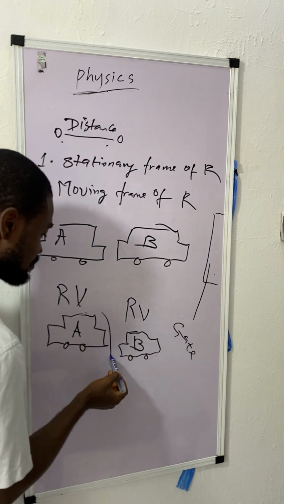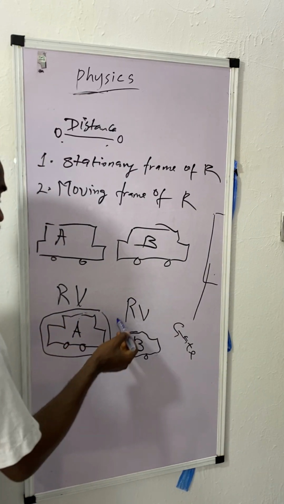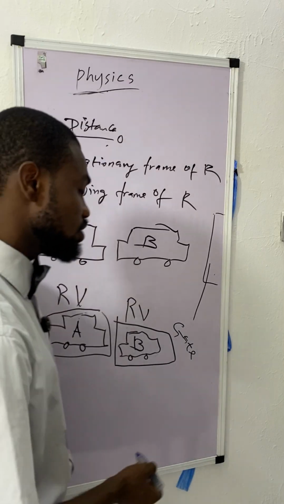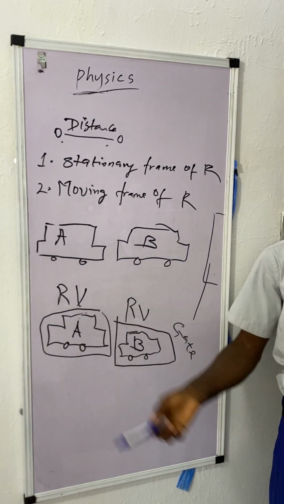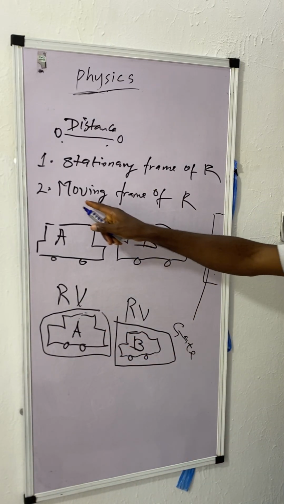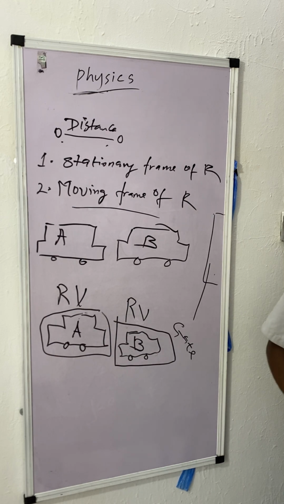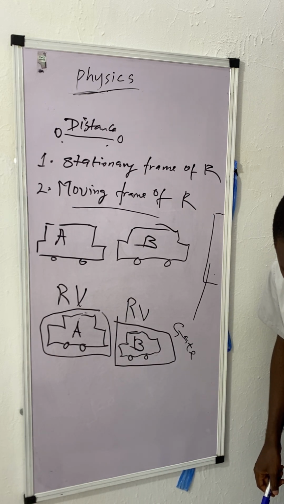So we are now using something that is moving as a frame of reference, either this one or this one, either car A or car B. So since we are using something that is moving as a frame of reference, that makes it what? A moving frame of reference. As simple as that.